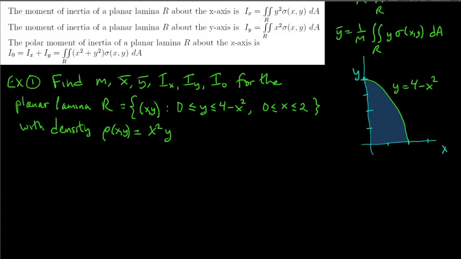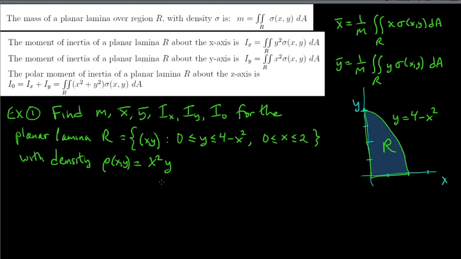Okay, so here's our example. We want to find m, the mass, x bar, y bar, the coordinates of the center of mass, and Ix, Iy, I0, the moments of inertia, for the planar lamina R, which is the region in the xy plane where y is between 0 and 4 minus x squared, so that's the usual upside down parabola, and x is between 0 and 2. Right? So that's this dark blue region here. So this is R inside here. And again, here's the boundary of it in green. And the density is x squared times y.